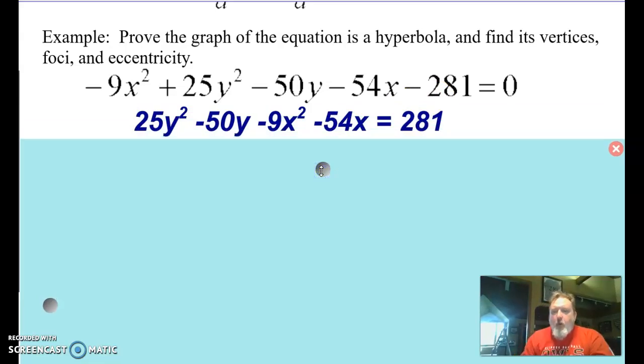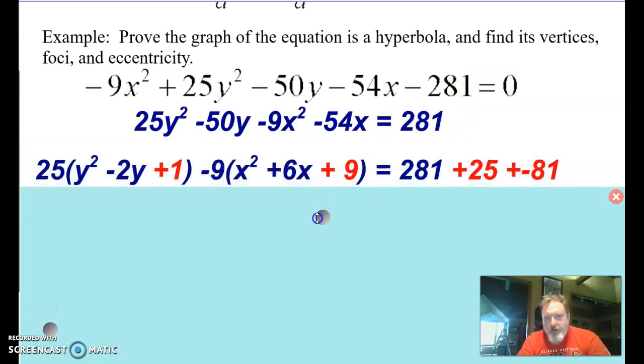Now you may be wondering, why did I put the y squared term first? The reason I did that, if you notice, this one's negative. So whichever one is negative, put that one second. The y squared was positive, so you see I put that first here. Put the x term second since this was negative. Move the 281 over.